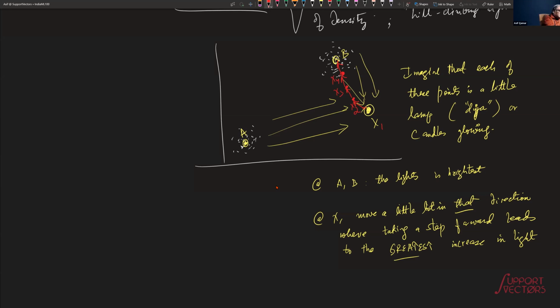So there's a word for A and B, these brightest spots. And by the way, I'm using intuition here. The papers will use much more formal language. These brightest spots are called attractors.